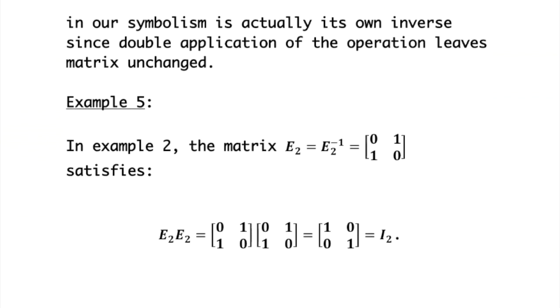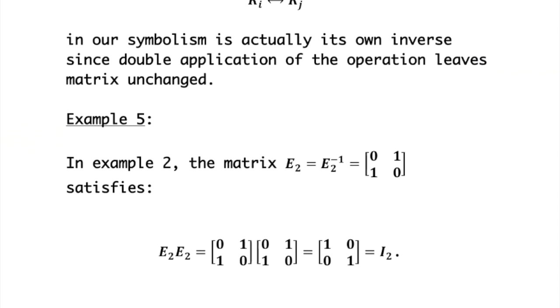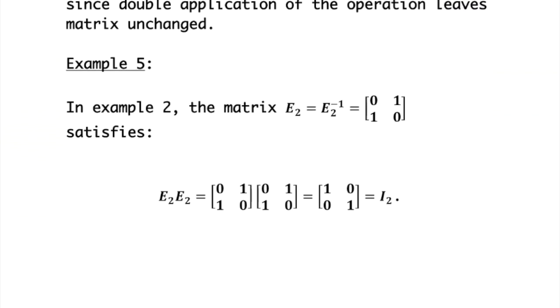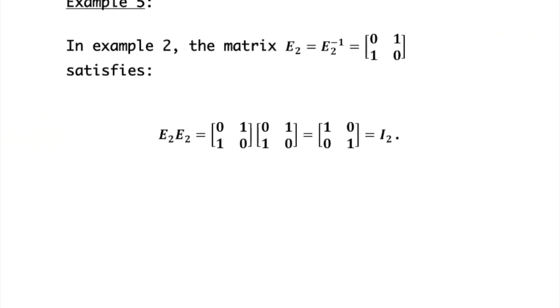So in example 2 that we had above, we had E sub 2 was [0, 1; 1, 0], and that's going to be exactly the same as its inverse. So obviously every type 2 elementary matrix is its own inverse. Here I've actually formally taken that product there, multiplying them together and noticing that I get the 2 by 2 identity. So these must actually be inverses of each other. So it's its own inverse, right?